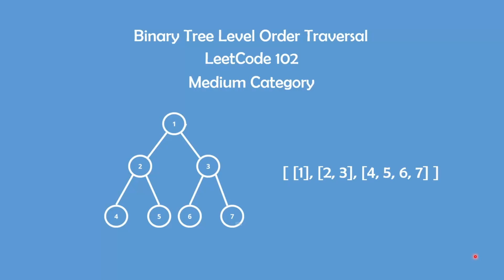Today I'll be talking about a new problem named binary tree level order traversal. Its LeetCode number is 102 and it's a medium categorized problem. So let's get started.